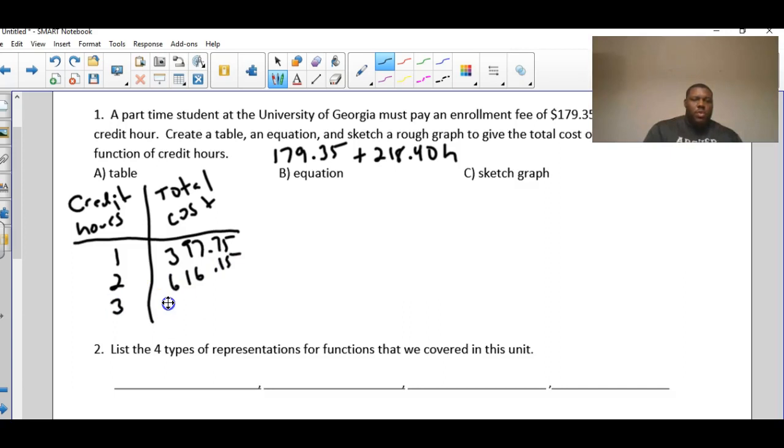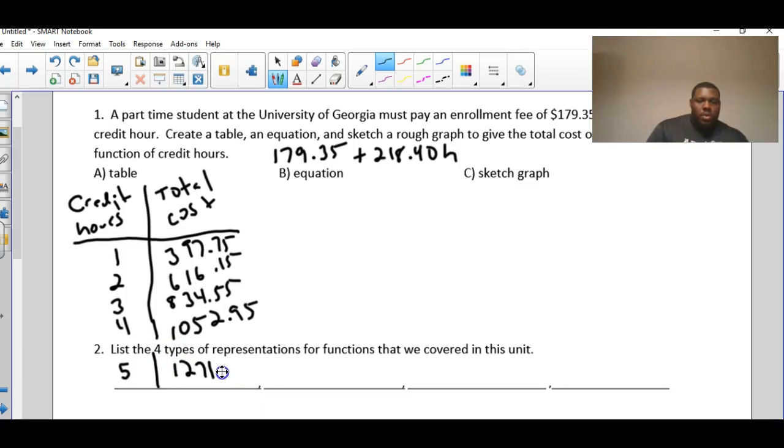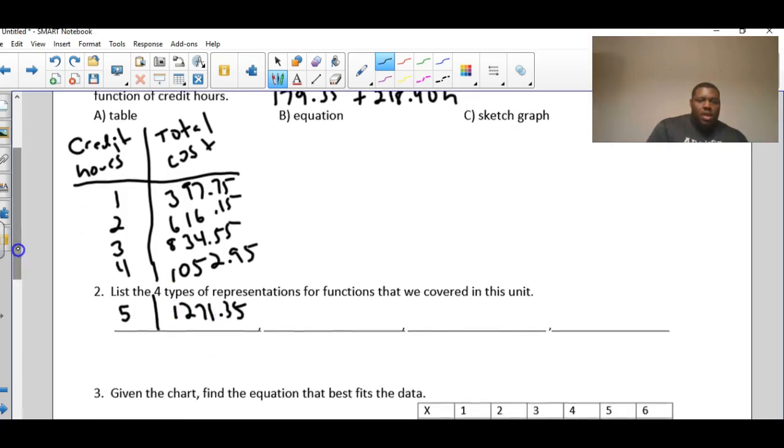3 hours, 834.55. 4 hours is going to give you 1,052.95. For the sake of this, let's go ahead and do 2 more. 5 hours, you will have 1,271.35, and 6 hours, you will have 1,489.75. And all you're doing is taking these numbers right here and plugging them into the equation.